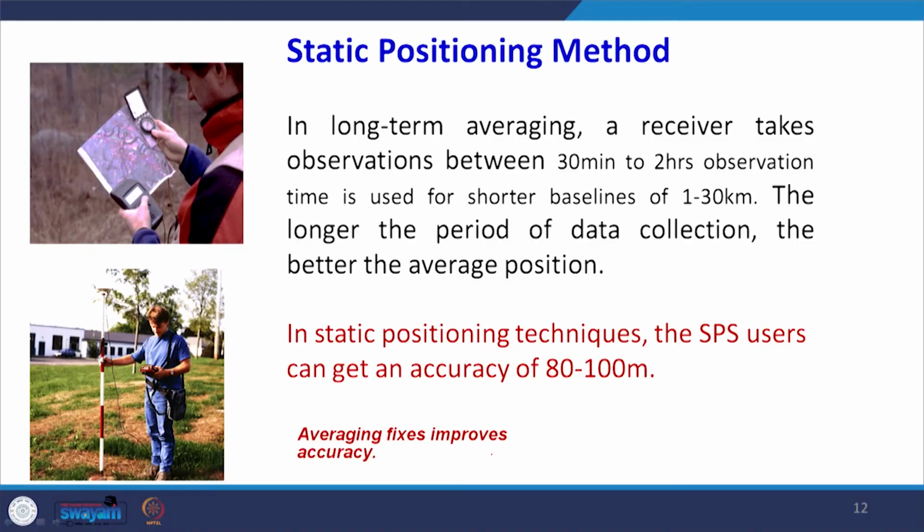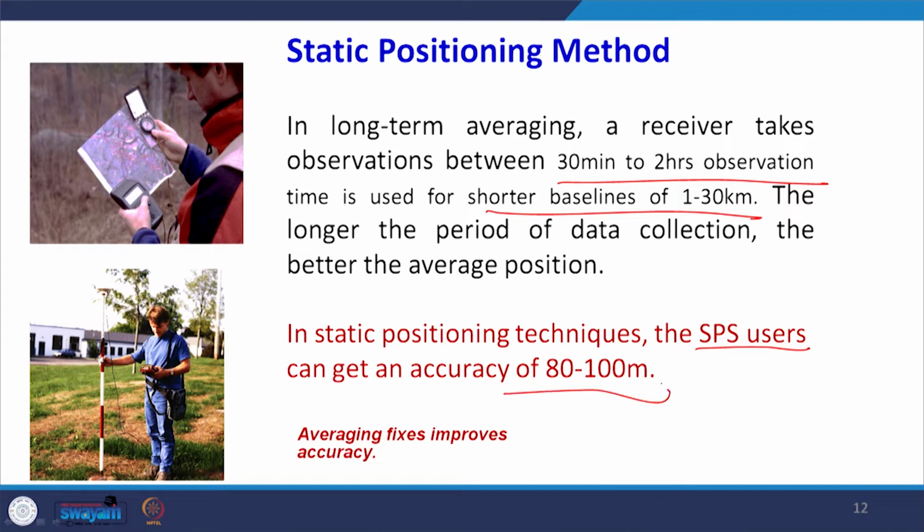So, under the differential methods we have the static positioning method. Here also long term averaging is taken at a particular point, and you can see 30 minutes to 2 hours of observation at a shorter baseline of 1 to 30 kilometers. For example, if we have to establish a baseline which is 1 kilometer to 30 kilometer long, then we have to take the observation at those 2 points, ranging from 30 minutes to 2 hours of observation, and take the average value of that. Here in SPS mode we can get an accuracy of 80 to 100 meter.